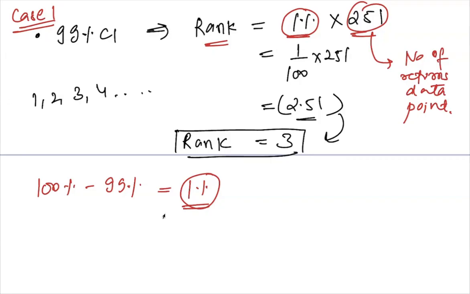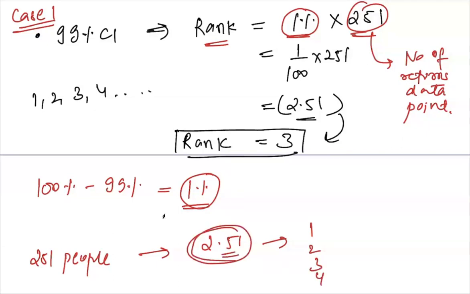Now we all know, just imagine there is a classroom, right? There are 251 people. And when I say I want to choose someone who has a rank of 2.51, you will say, how can you choose someone with a rank of 2.51? It can be either the first rank, second rank, third rank, fourth rank, and so on. You can't select anyone with this rank. So what I'll do is round up this rank, which is nothing but 3. So I'll say, whosoever is present at the third rank, just come out.